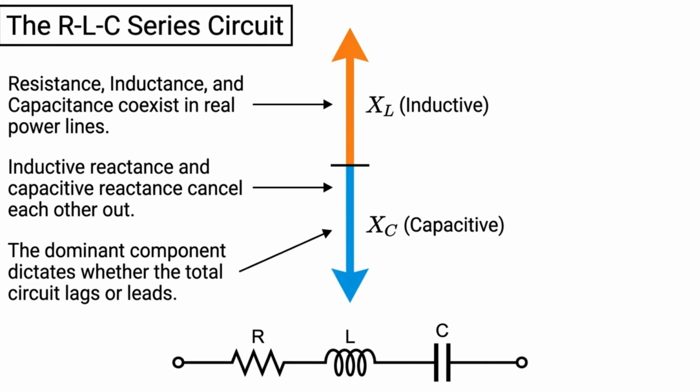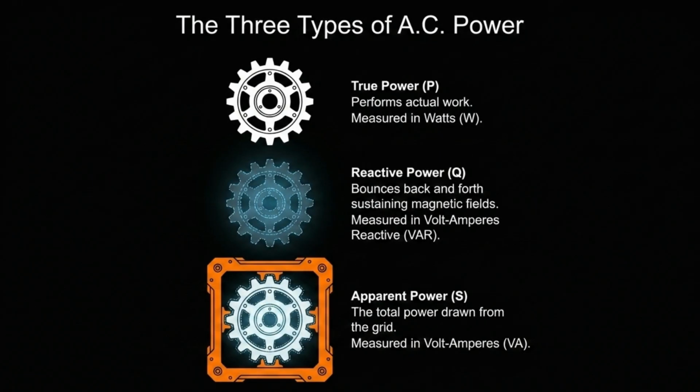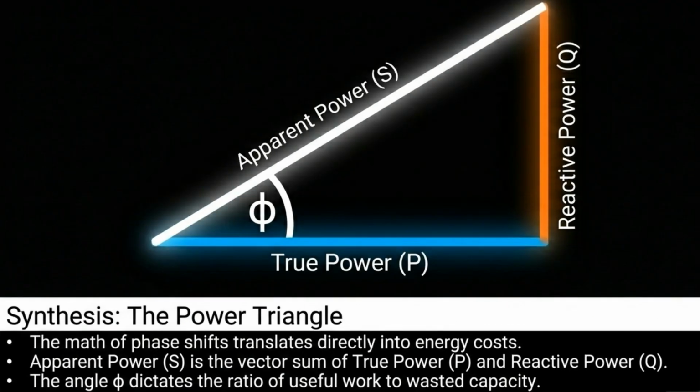In real-world RLC circuits, both inductive and capacitive reactances exist. They can cancel each other out, and the dominant component determines whether the overall circuit leads or lags. AC power consists of three types: true power, which performs actual work; reactive power, which sustains magnetic fields; and apparent power, the total drawn from the grid. These concepts form the power triangle. The phase angle dictates the ratio between useful work and wasted capacity, directly impacting energy efficiency and costs.